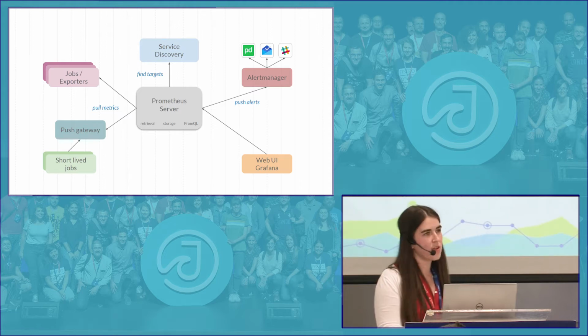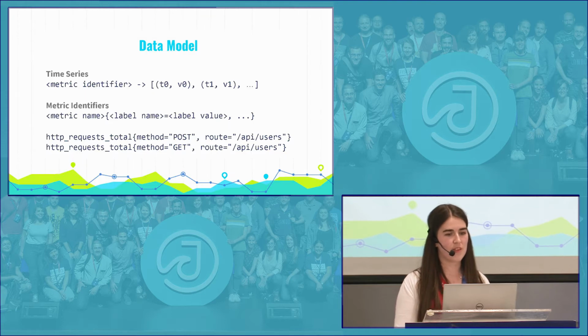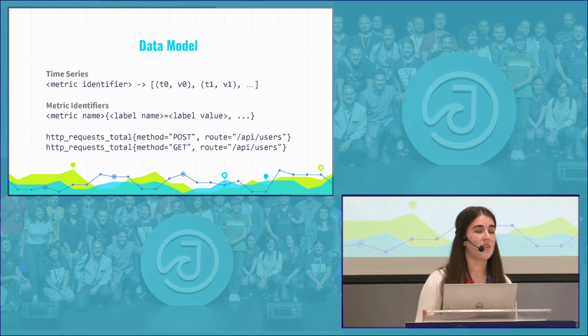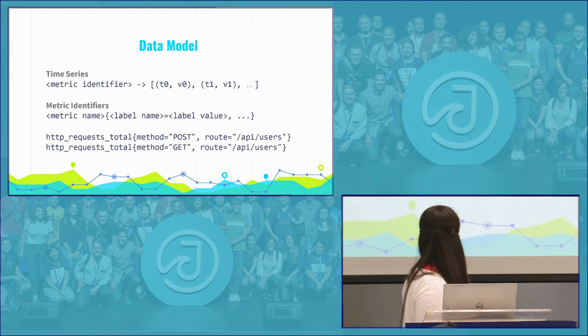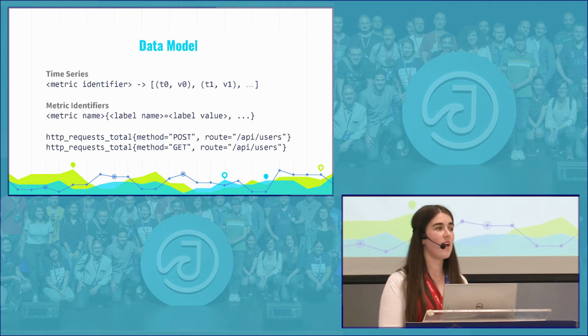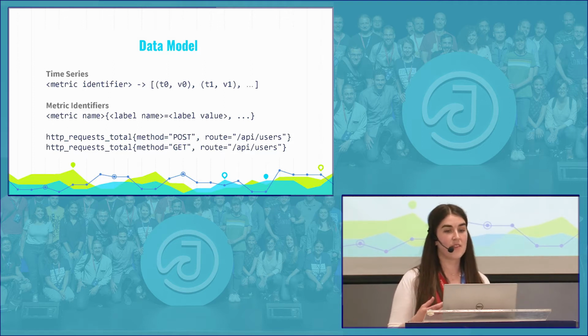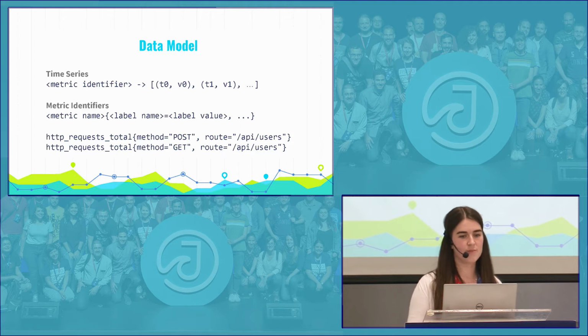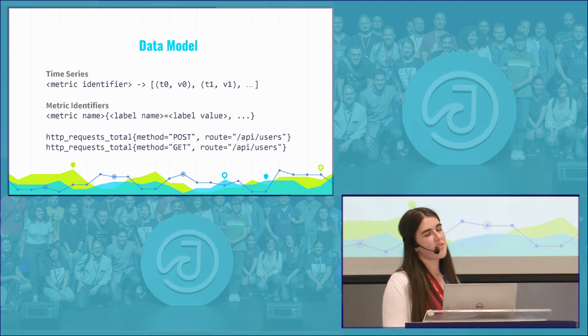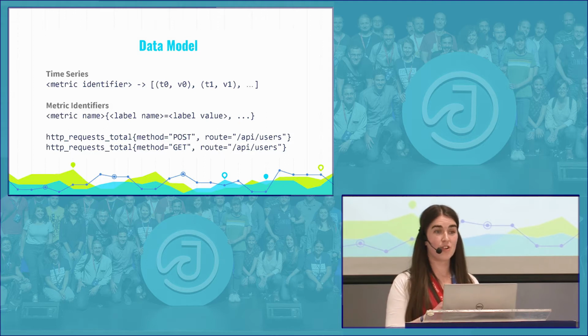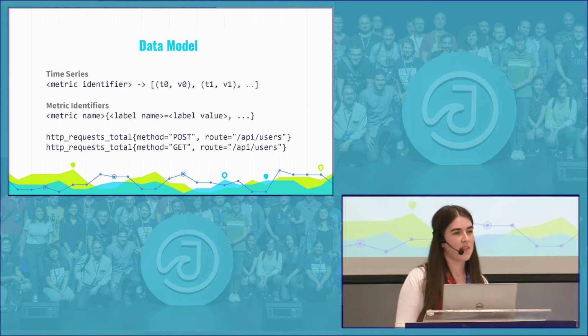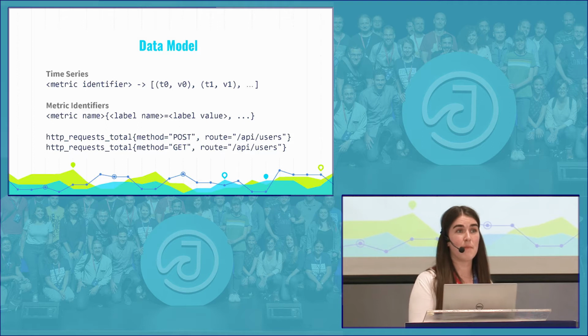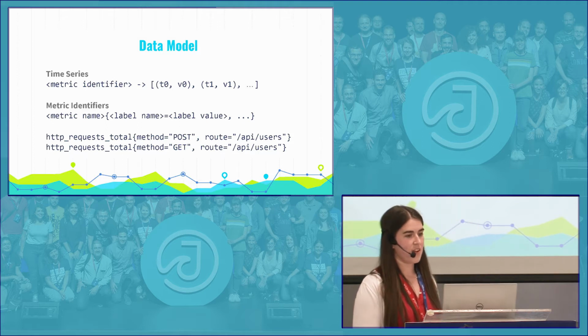So let's take a deeper look at the data model that Prometheus uses. As I said earlier, Prometheus collects time series data. For each time series, there's a metric identifier, and then a series of samples, where each sample is the value which was observed, and also a timestamp of when that value was recorded. A metric identifier consists of a metric name followed by a set of labels, which are key value pairs. And it's the labels that make the data model multidimensional. Different combinations of labels can be provided for the same metric so that you can produce unique time series.